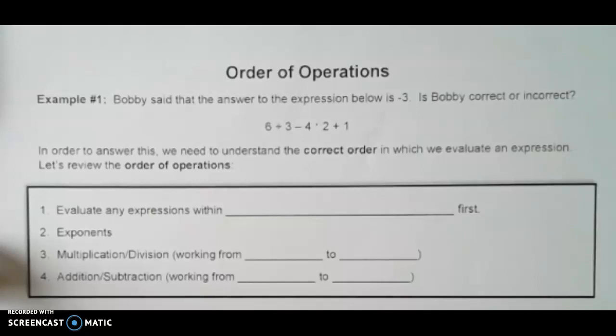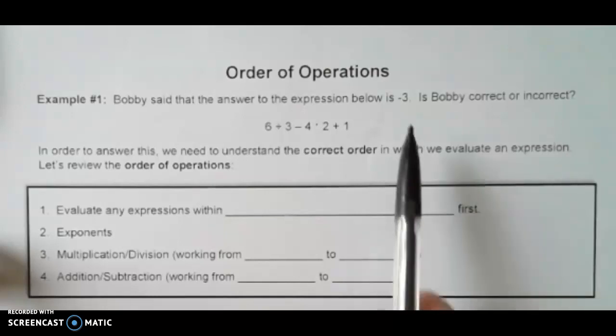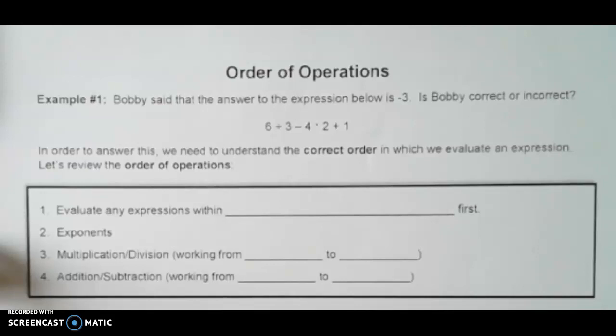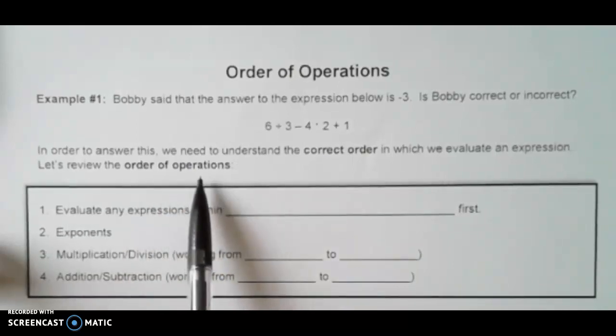In example number 1, Bobby said that the answer to the expression below is -3. Is Bobby correct or incorrect? The expression says 6 divided by 3 minus 4 times 2 plus 1, and he thinks the answer is -3. We have to follow the order of operations in order to see if he's correct. So let's review the order of operations.